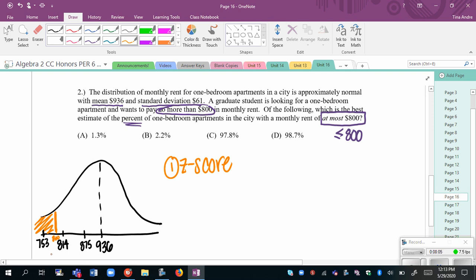So for the z-score, I'm going to say z equals, so it's going to be 800, the data point, minus the mean, 936, divided by the standard deviation. So I type that into my calculator, and I get a fraction. I'm going to actually record the fraction because then I can type that in. But I end up with, this approximates to -2.22951, which again makes perfect sense because I said it's between a z-score of -2 and -3. So -2.2 makes perfect sense for this.